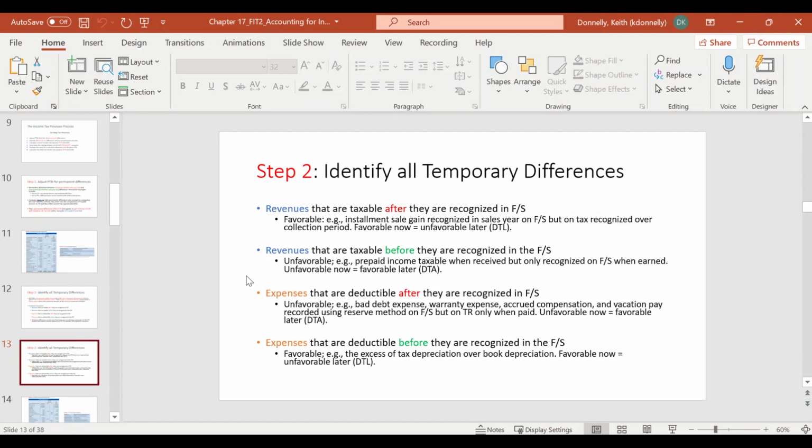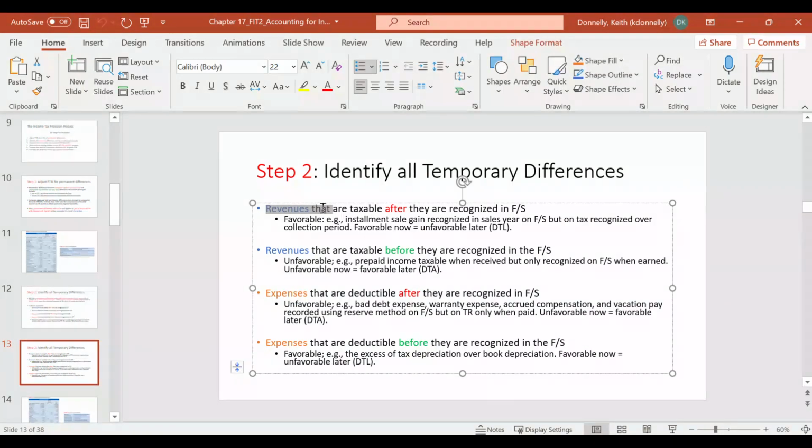However, on the tax return, they say, no, you don't do that. You wait until every time that person pays you $25, you recognize a portion of that gain. So this would be an idea where a revenue, right, it's taxable after it's recognized on the financial statements. We recognize all of the $40 gain now on the financial statements from the sale. Later on, it's going to be taxable.